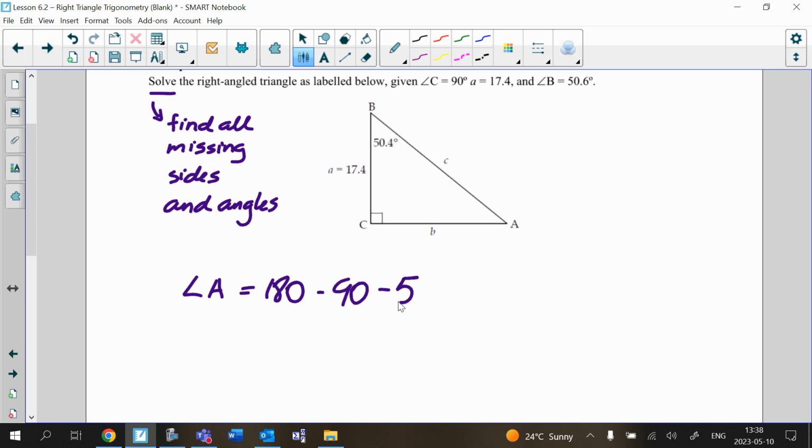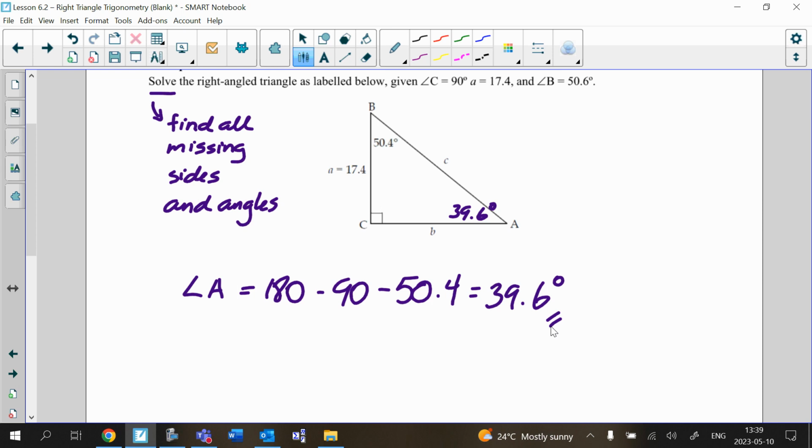What did that give us again, Anna? 39.6 degrees. Okay, so that takes care of all the angles. So I'm going to double hash that because that's one of the final answers. Now I've got to tackle the 2 missing sides, which means I could use Pythagoras or I could use trig, but I can't use Pythagoras unless I know 2 sides. So my next step is going to have to be trig.